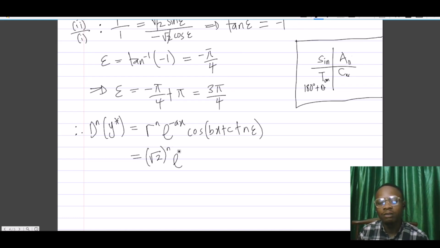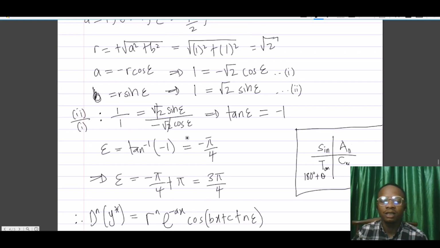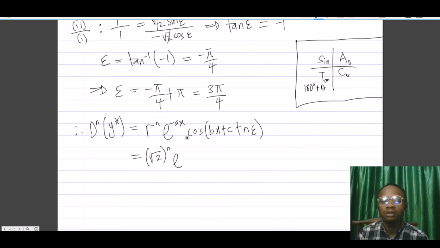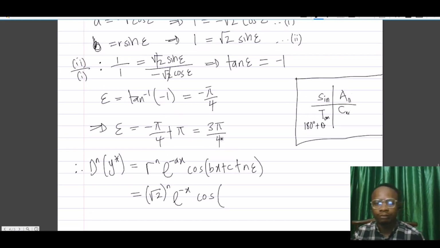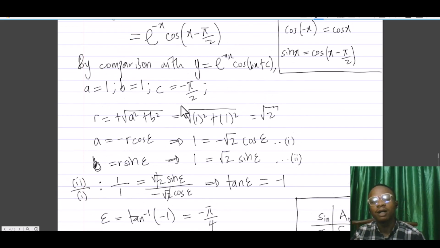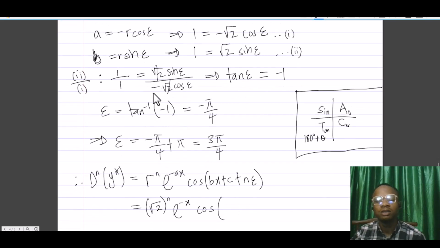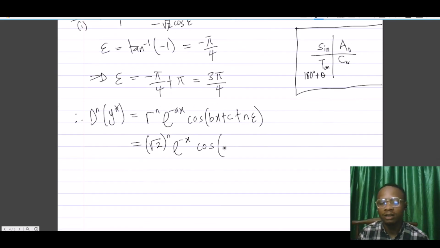Then we have e to the power of minus ax. We've seen that a is equal to 1, so this is going to be e to the power of minus 1x, that is e to the power of minus x. Then we have cos of bx plus c. We see that our b is 1, so this is going to be 1x, that is x. Then plus c.